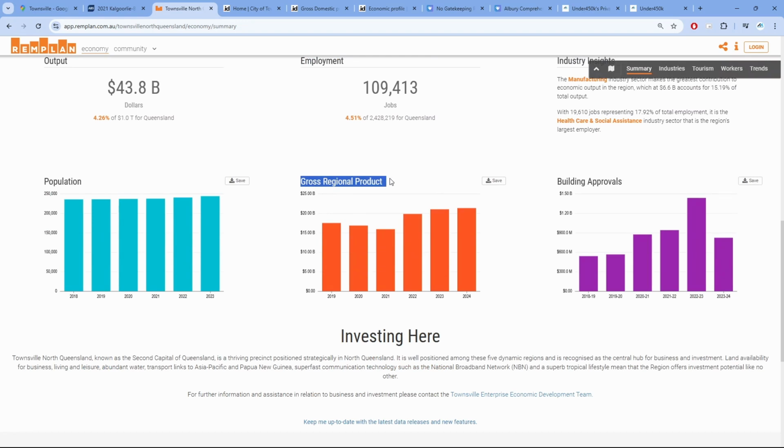We want to see the GRP increasing, and as we can see in 2021, 15.8 billion, and in 2022, 19.8, and it continues to rise in the upcoming years. Now, if I was to invest in Townsville back in 2019, I would be particularly concerned because its GRP was declining. So that could suggest to me that something has gone wrong within the local economy, or an industry has collapsed, which is contributing to the declining GRP. But a rising GRP is a very, very good indicator of a growing economy.